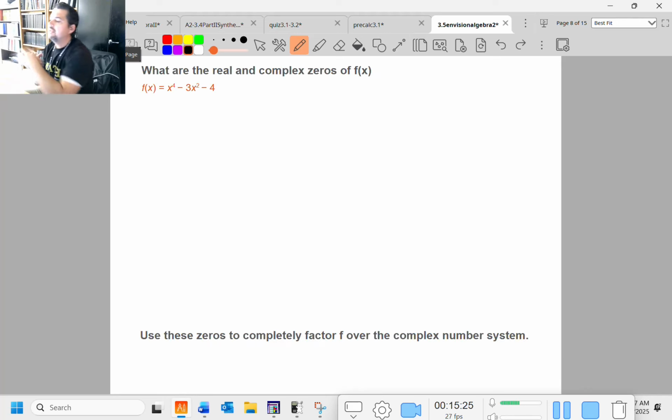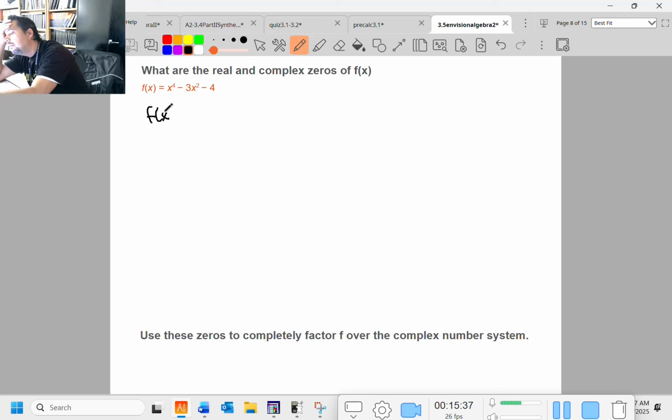What are the real and complex zeros of this polynomial? Use the zeros to completely factor it over the complex number system. Ought to be some good stuff here. It's factoring 101. Guess and check technique, the best one there is, contrary to what anybody else might say.